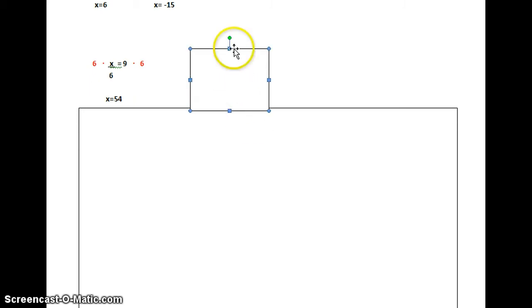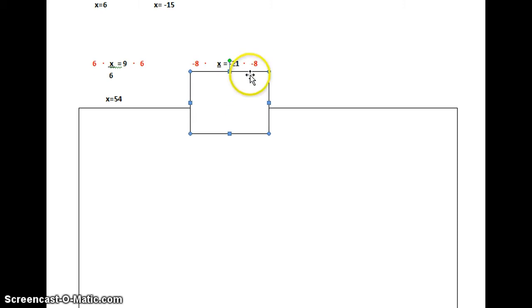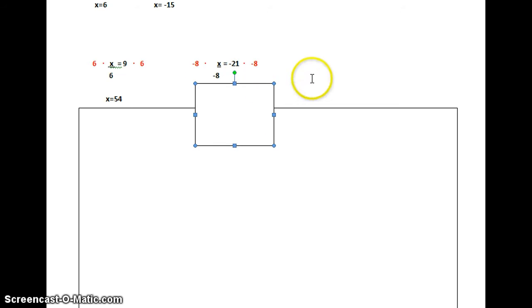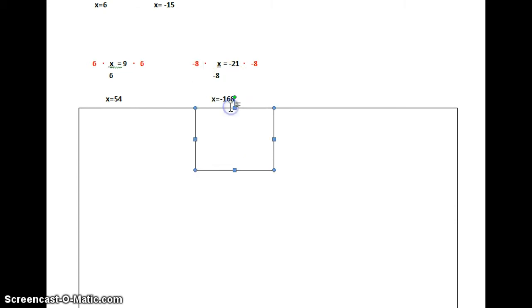Okay, same type of thing on this equation over here. Notice what I've got. It looks a little bit different. It actually says x divided by -8 equals -21. So if it's dividing by -8, I'm going to have to multiply by -8, the opposite. I multiply both sides, and remember, negative times negative gives me positive 168.